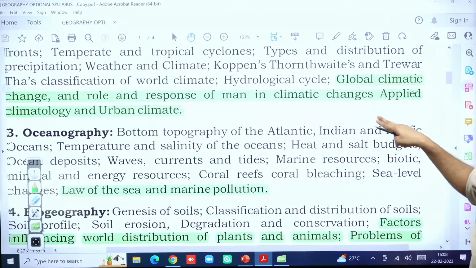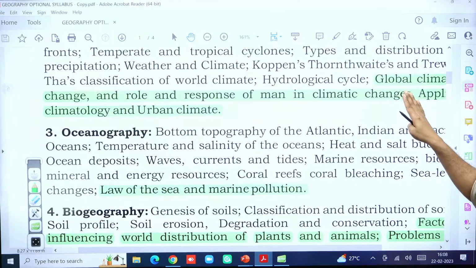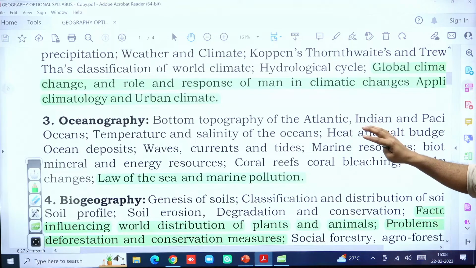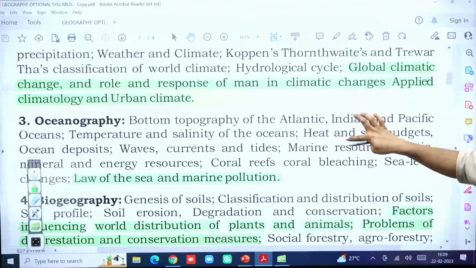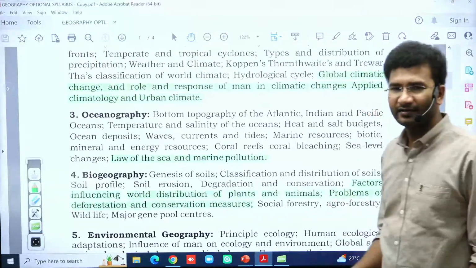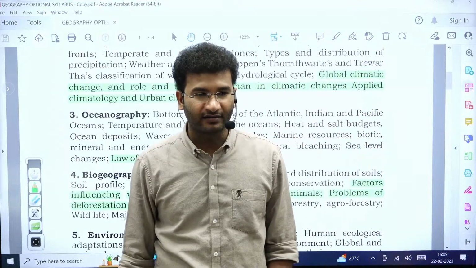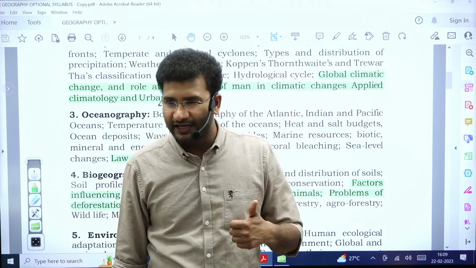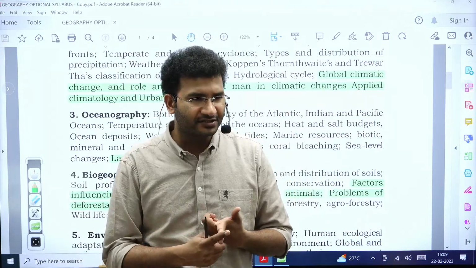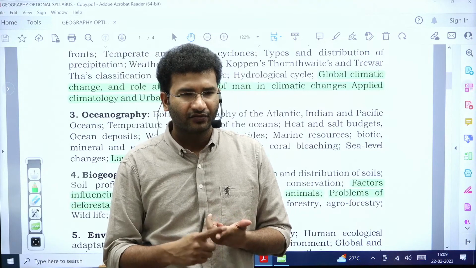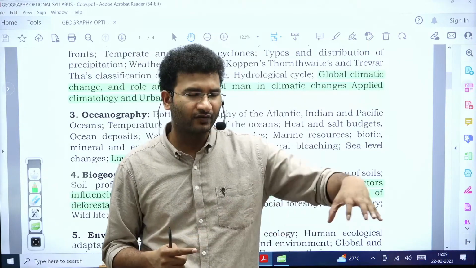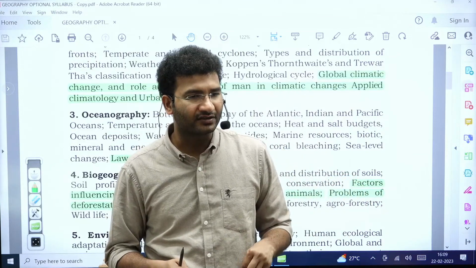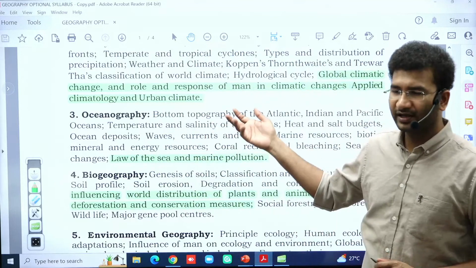Then global climate change, this is all the application part. Okay? Global climate change, the role and responses of man in climate change, and applications of urban climate. Nowadays you must have heard about the urban heat island, right? Urban heat island. That is nothing but applied climatology. Urban heat islands, extreme temperatures in the continentality, right? Very high temperatures in the cities, and when you go out of the cities, it is less. Have you heard of the heat dome? Heat dome in the current affairs. That heat dome, all these things will apply here.